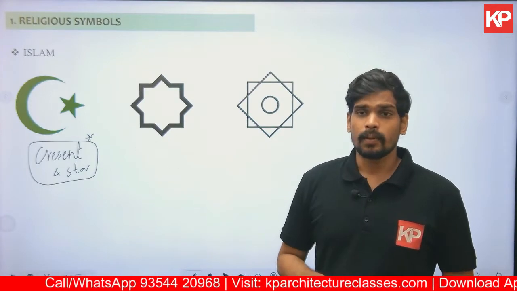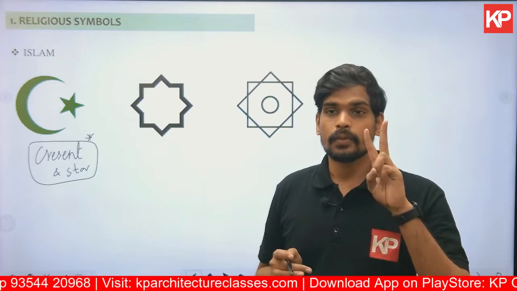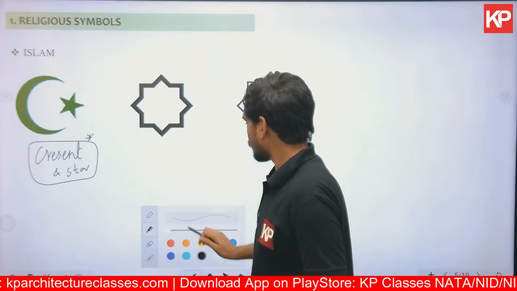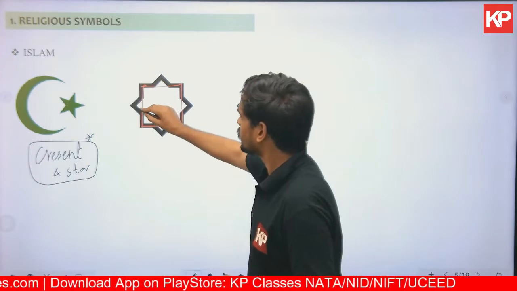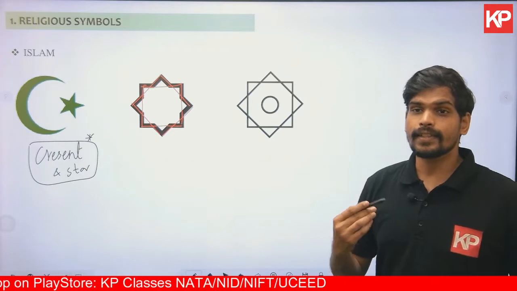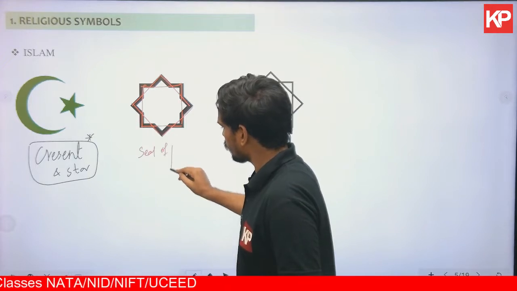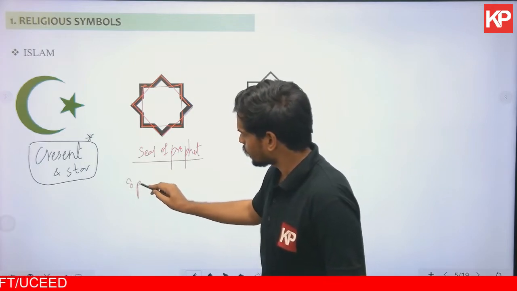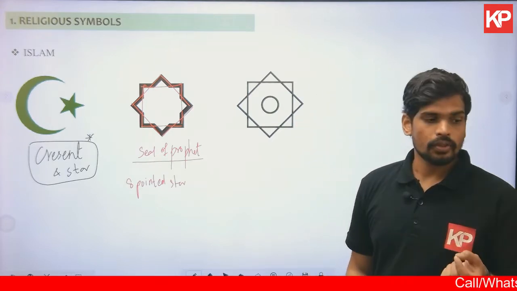The second important religious symbol of Islam is referred to as the seal of the prophet, which is a star profile created using two squares. If you look at its profile, it is formed using two squares. One square has 4 points, then you have one more rotated square creating 4 more points. So in total, it is an 8-pointed star created using two squares, and this is known as the seal of the prophet. It is an 8-pointed star which is created using two rotating squares.